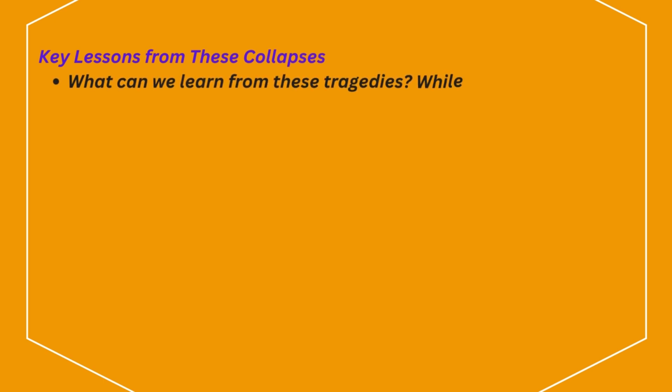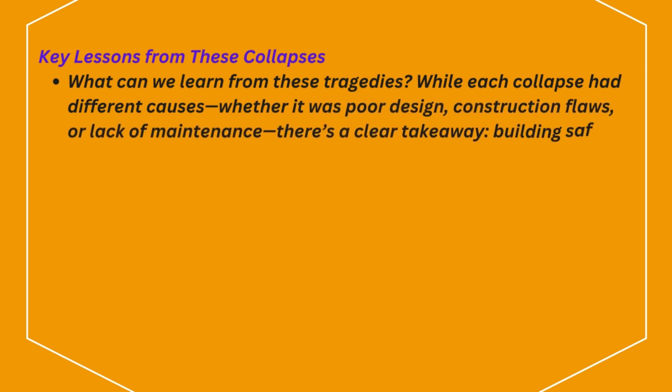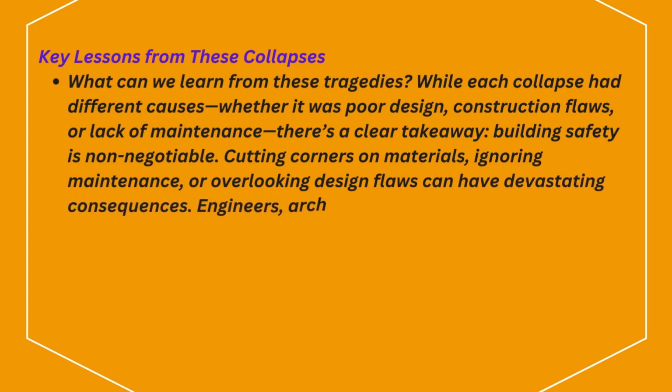Key lessons from these collapses. What can we learn from these tragedies? While each collapse had different causes, whether it was poor design, construction flaws, or a lack of maintenance, there's a clear takeaway. Building safety is non-negotiable. Cutting corners on materials, ignoring maintenance, or overlooking design flaws can have devastating consequences.